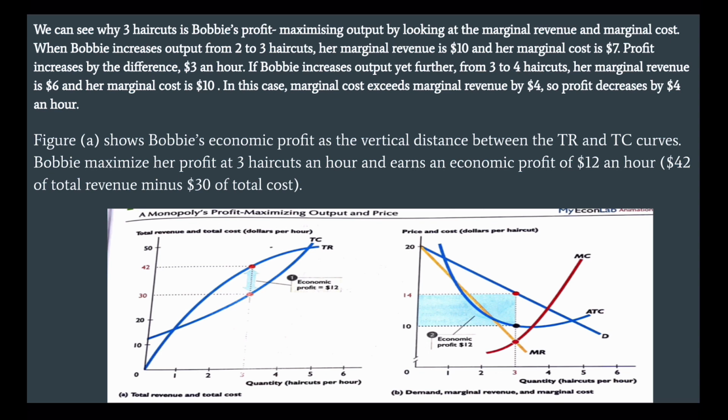The figure here shows Bobby's economic profit as a vertical distance between the TR and TC curves. Bobby maximizes her profit at 3 haircuts an hour and earns an economic profit of $12 an hour. That is $42 of total revenue minus $30 of total cost.